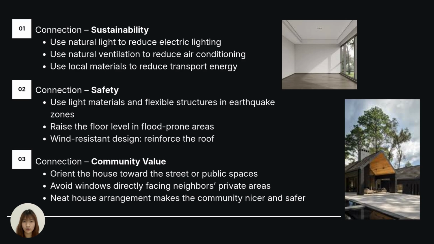For example, orient the house to get sunlight in winter, or use big windows for daylight so we don't need lights. Use local wood or stone to reduce transport emissions. That's sustainability. Next, safety. In earthquake zones, use light materials like wood frames and flexible structures so they don't collapse easily. In flood areas, raise the house floor like stilted houses.